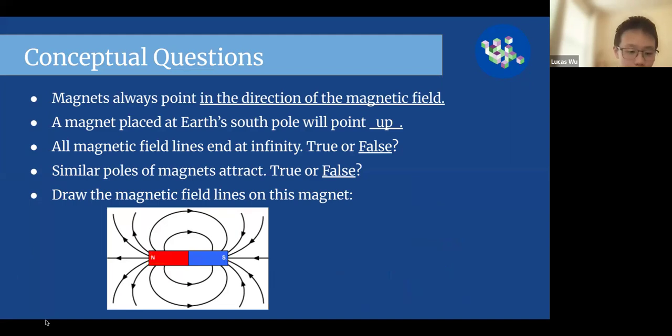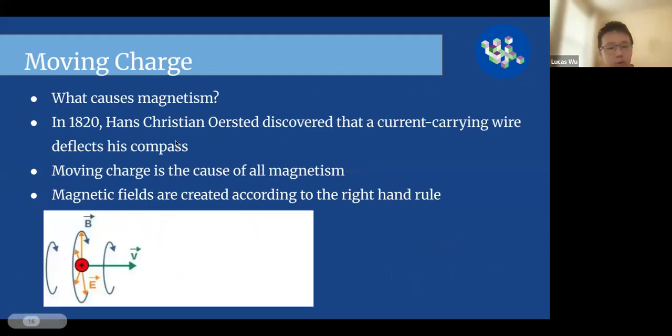All right, next part, the moving charge. What causes magnetism? There was a guy called Oersted, and in 1820 he discovered that a current carrying wire deflects this compass. In other words, if I originally had Earth's magnetic field, and I have a wire, that produces a magnetic field. So the total magnetic field is not the same. It will not be just the Earth's magnetic field.